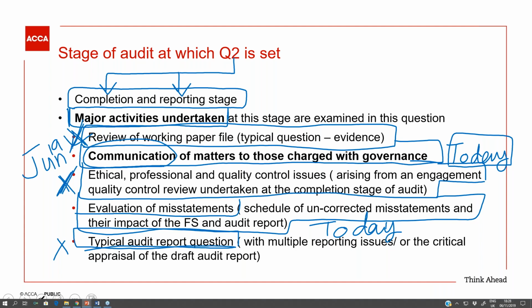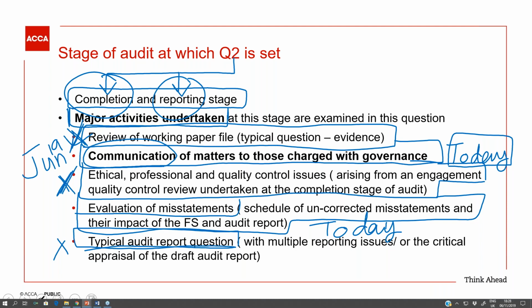So should you know the holistic picture of question two? Because most of the time, students believe that question two is only a reporting question. So is everyone clear that question two is not just a reporting question, rather it is a completion and a reporting question? Anything can come in question two, not just reporting, even completion. So we need to understand the stage at which question number two is set.